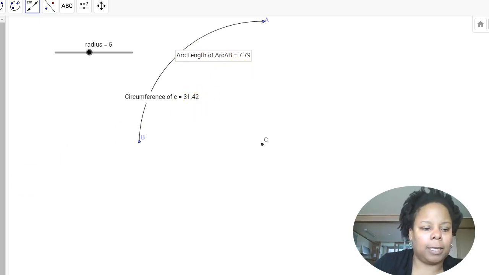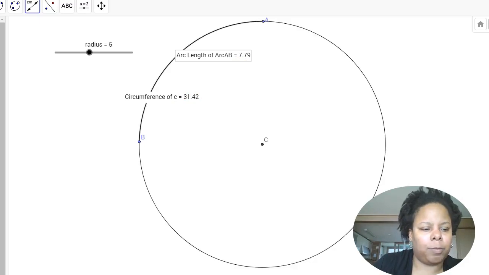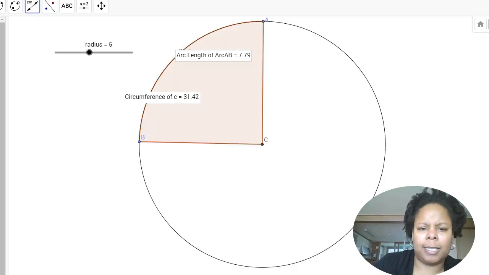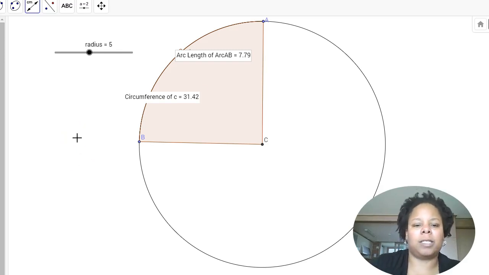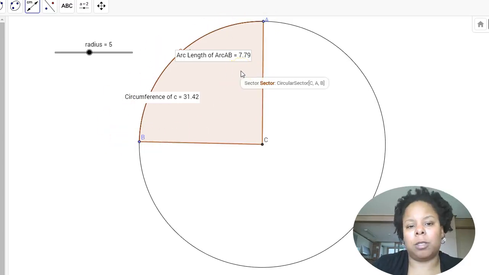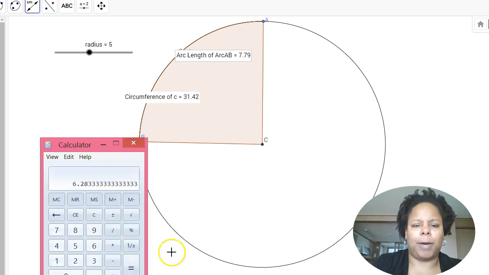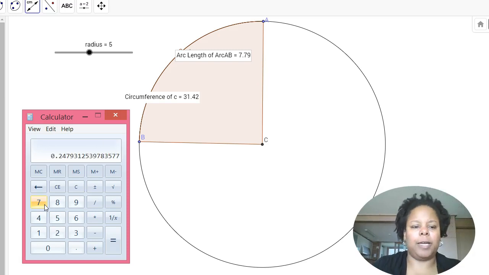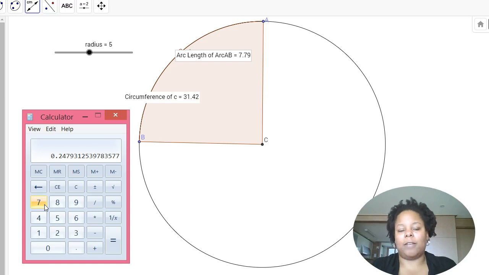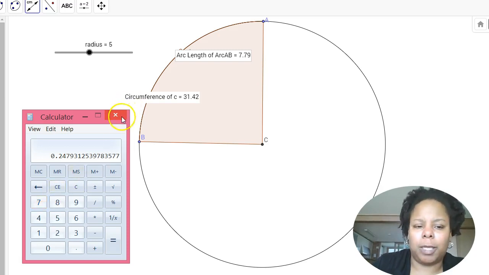And if I were to bring back the circle and then bring a sector that shades it, it gives me an idea about the percentage of the circle that this sector and this arc length is. And it looks to be about 1/4 of the circle, and we can calculate that by doing several things. We can take the arc length of 7.79, and again, this is an approximation, so to the 100th place, and we get around 24.79%. So we were right, it's about approximately 1/4.